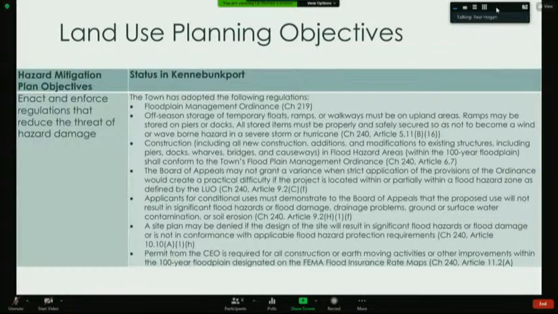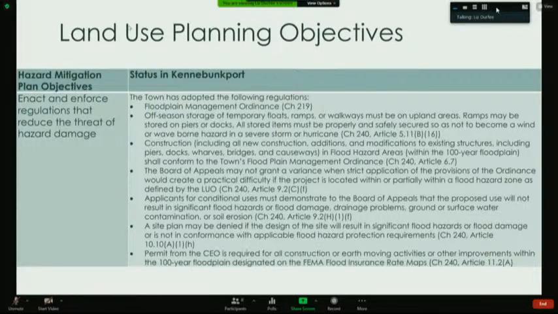Should we state that in this? We talk about the construction, including all new construction, additions and modifications to existing structures. Piers, docks, wharves. That's what's confusing me. So you're asking if we should include a section on the process of going through a map amendment through FEMA if needed for a certain development project?